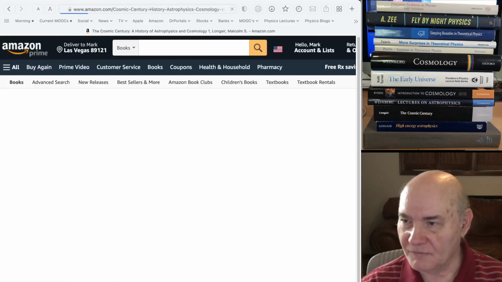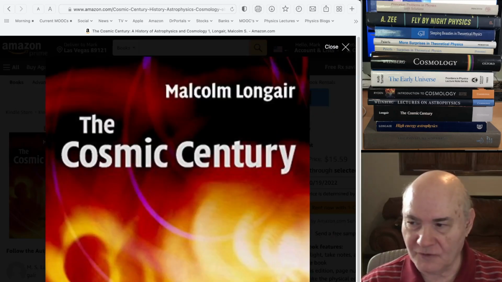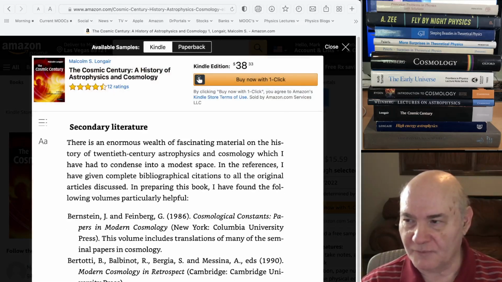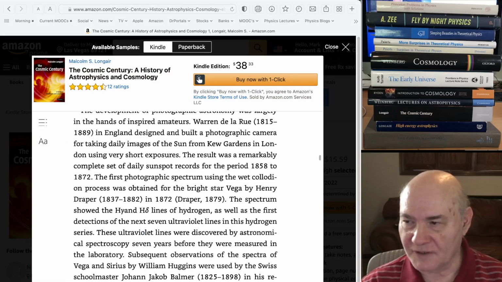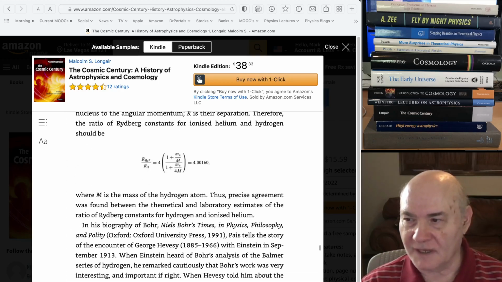Another book, he also wrote a sort of history book of astrophysics and cosmology in the 20th century. So this book is just all reading. There's some equations in this book, but it's mostly a history of what was discovered and when. But it's well worth reading if you're not that familiar with astronomy and cosmology.